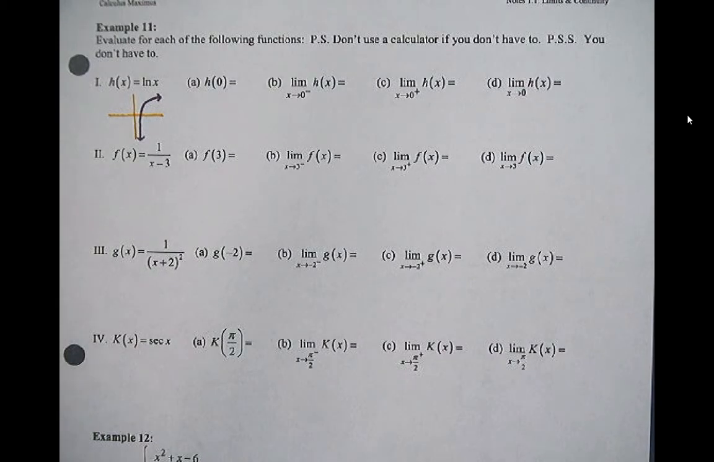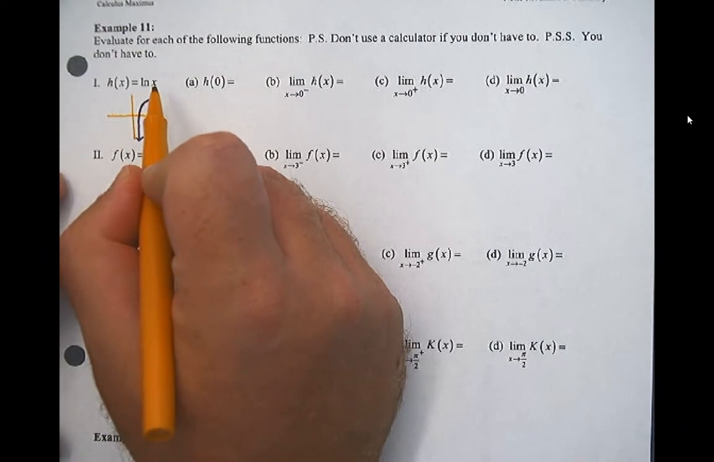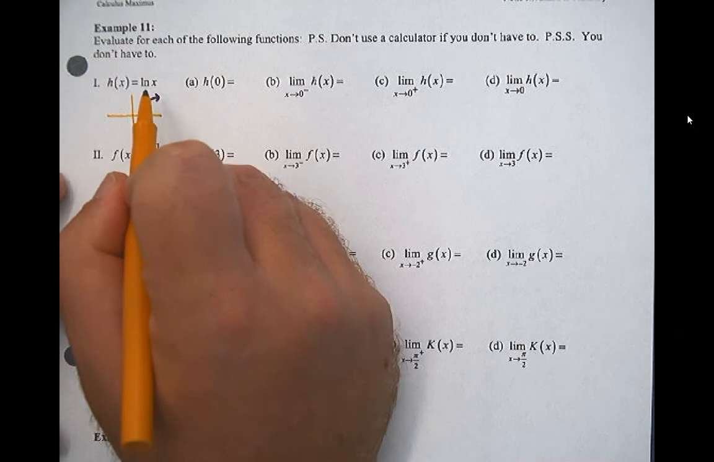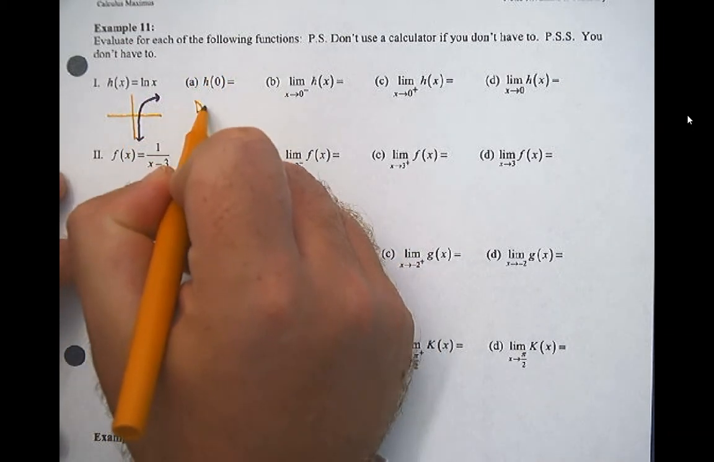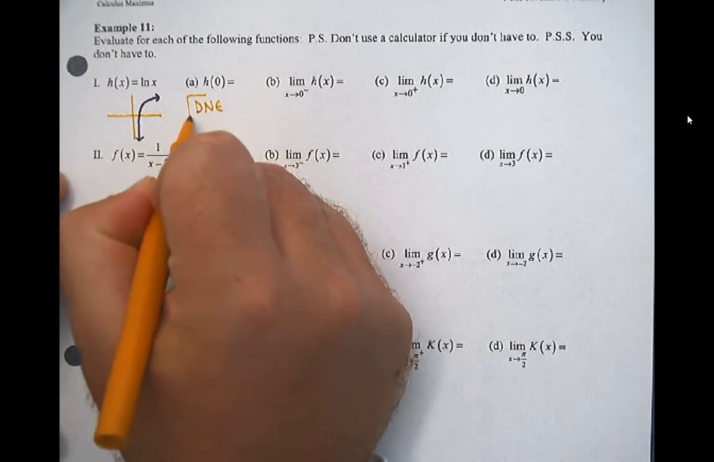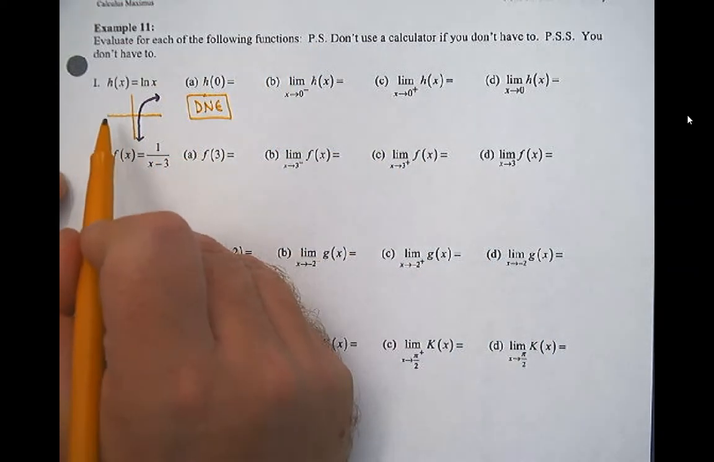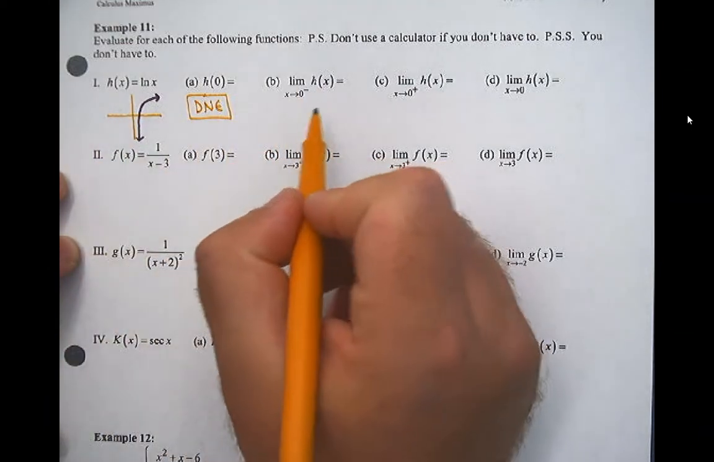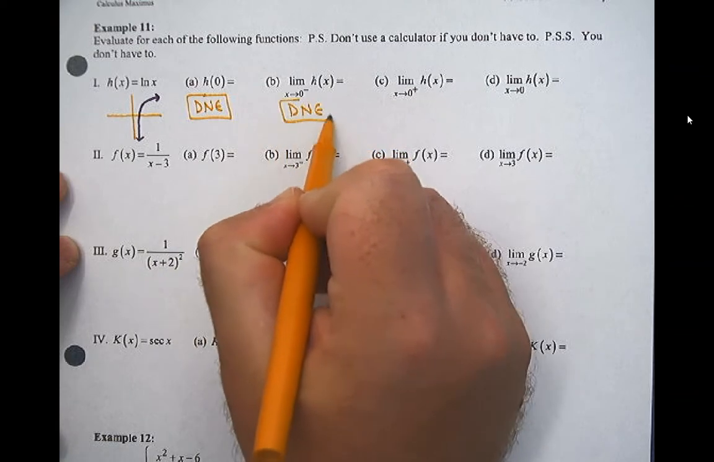So what's h of 0? Well, if I plug 0 into this, we're trying to natural log a 0. That's bad news. You can only log positive numbers. So this would be a DNE. What's the limit from the left? Well, as I approach 0 from the left, there's not even a function over here. So there's nothing to even try to evaluate. That definitely does not exist.